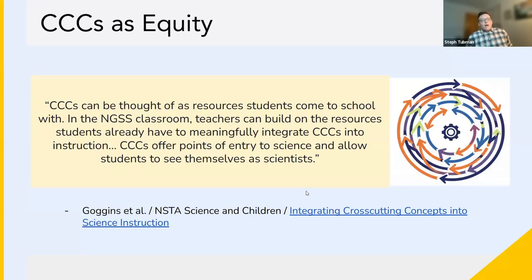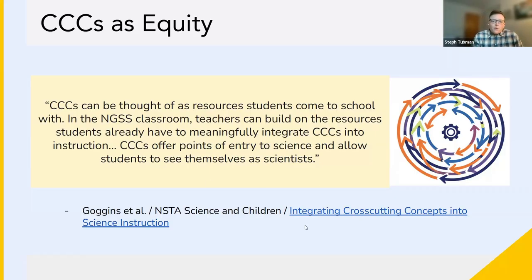Another point that's really important is that CCCs are another opportunity for us to build equity in the classroom, and that's for the reason that CCCs are not just tools that scientists use. They're also tools that we use as human beings, as like everyday scientists, right, to figure out the world around us. And so they can be thought of as resources that students bring to school and resources that can be leveraged in the classroom in order to help all students engage in the learning. And that's the cool thing about them being 1/3 of the standards, right, is that all students can engage in the CCCs because they are fundamentally, student or human tools, I should say, that we bring with us.